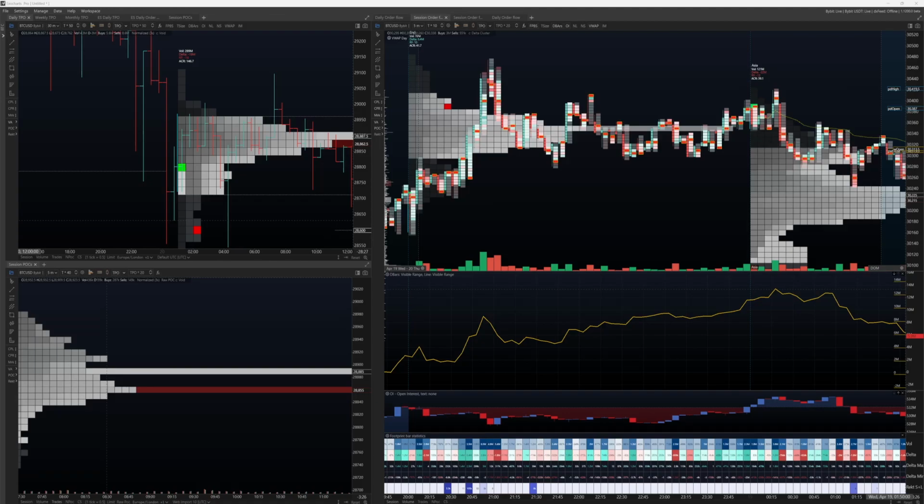In this video, I'll be covering CVD divergences, explaining them and how I use them within a real trade scenario, and some further advanced context tips. To begin with, I only really look at CVD in the line format within Excel charts or any other platform I'm using. Here are my settings for that.